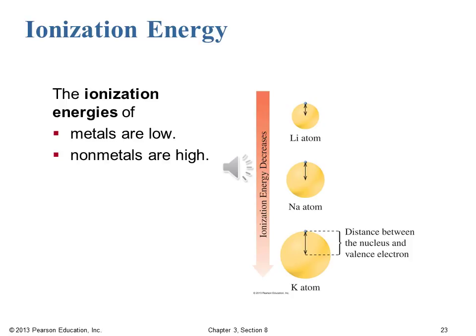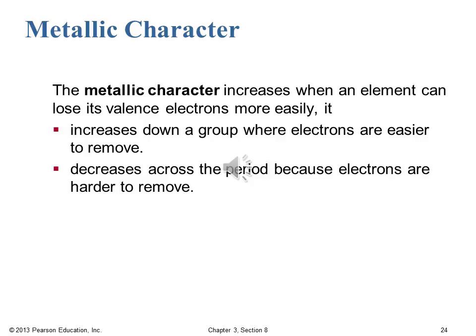If you want to think about the easiest element to remove an electron from, you're looking in the metals, down and to the left, and you're right back to francium, just like we talked about when we were thinking about the largest element by atomic radius. Okay, so we just thought about francium as being the largest by atomic radius and having the lowest ionization energy.